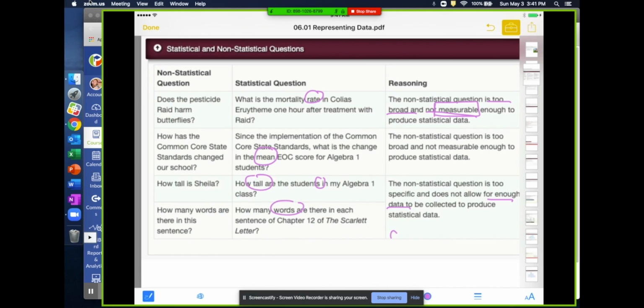So how tall is Sheila? That's just how tall one person is. So it's hard to really collect information on just that one thing when you're just going to have one answer. And then we call that kind of like a data pool or a data set. So you want to have a good amount of information or a good amount of numbers in your data.